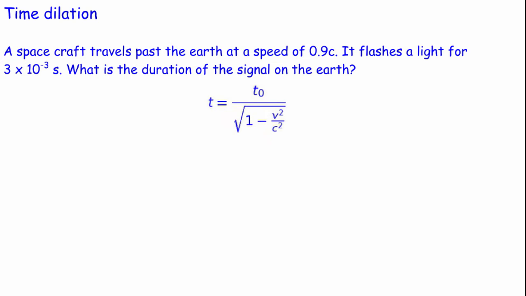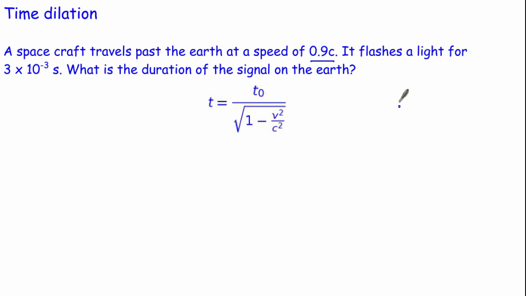So here's an example. We have a spacecraft. It's travelling past the Earth at a speed of 0.9c. In other words, 90% the speed of light. It flashes a light for 3 times 10 to the minus 3 seconds. So there's a really quick flash of light. We want to know how long we would see this signal on the Earth.